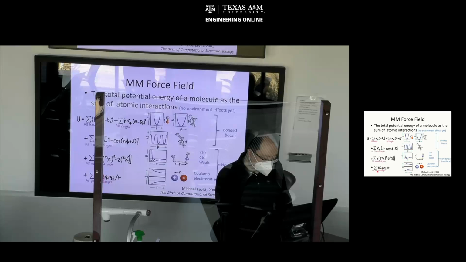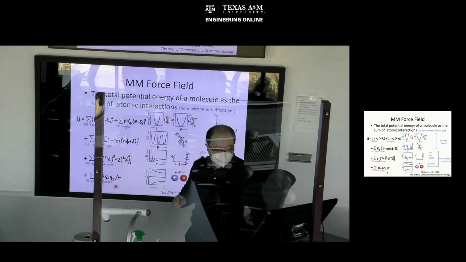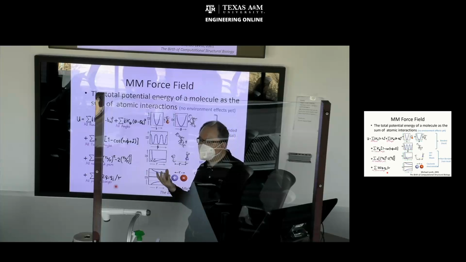And then you have to sum all these calculations over all the bonds, all angles, all torsional angles, all non-bonded pairs, and all partial charges. So in other words, it's like a pairwise decomposition. You have to look at all the atom pairs, and then calculate these bonded and non-bonded interactions and add them together.